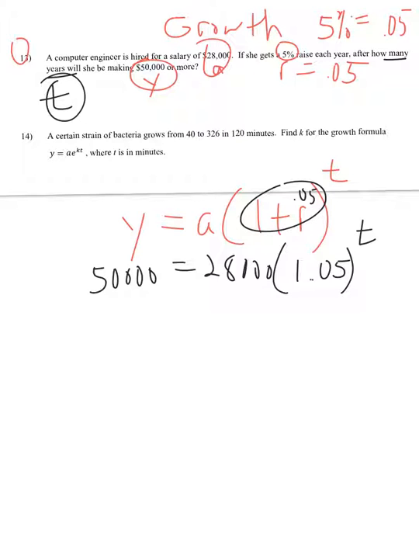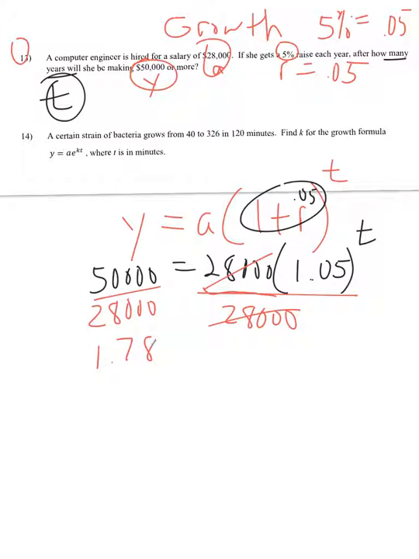Now, notice we've got this 28,000 out here in front. We've got to get down to just the 1.05 to the T by itself. So my first step, and this will always kind of be the first step, is to get rid of your A amount or your initial amount. We're going to divide both sides by 28,000. And if I divide both sides by 28,000, I get 1.786 on this side equals 1.05 to the T power.